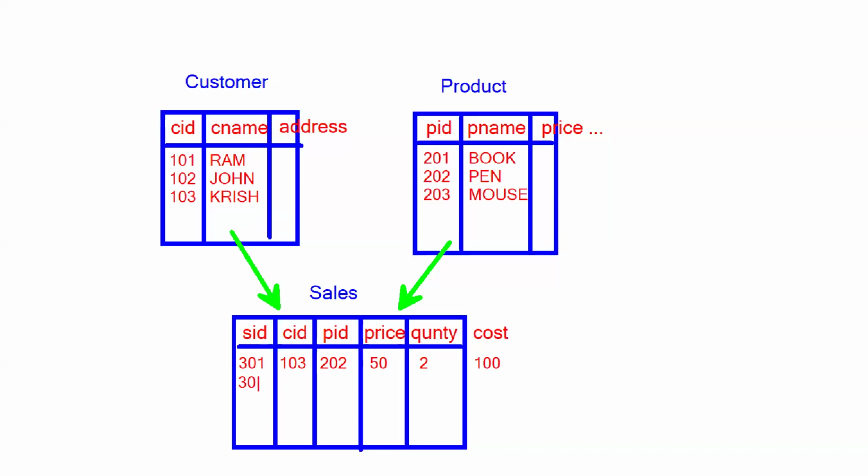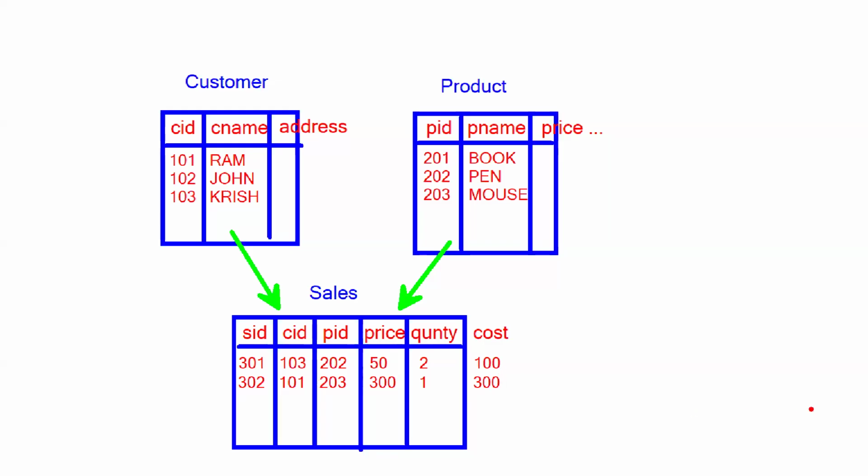Next one, sale ID 302, customer ID: who purchased this item? Customer 101. Who is 101? Ram. And what is the product ID? Which product he purchased? I said 203. What is 203? It's a mouse. What's the mouse cost? For example, 300. Okay, its quantity is 1. Then what is the cost here? 300. So like this, you can have data.